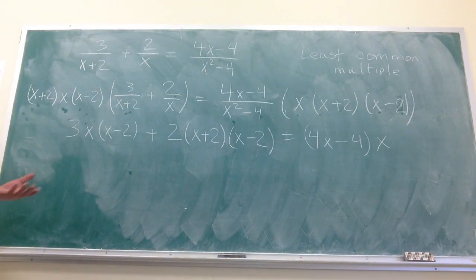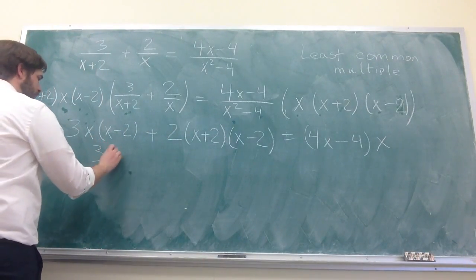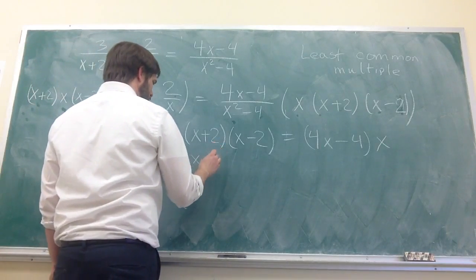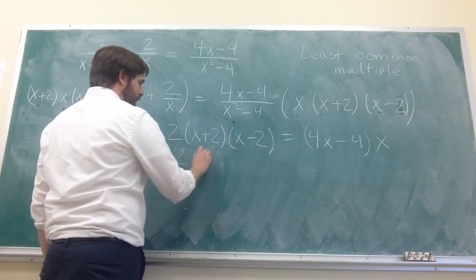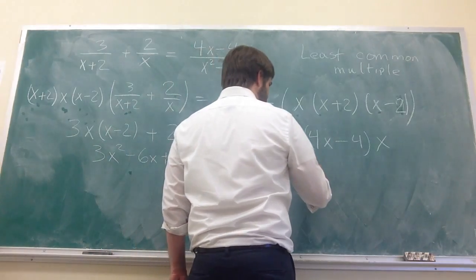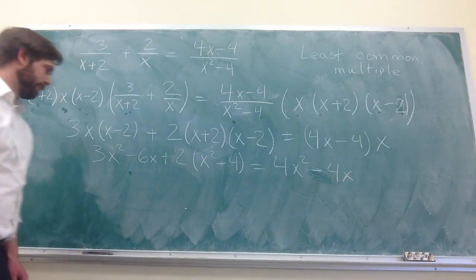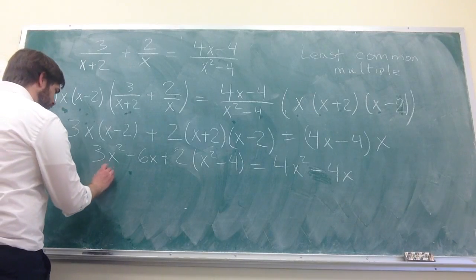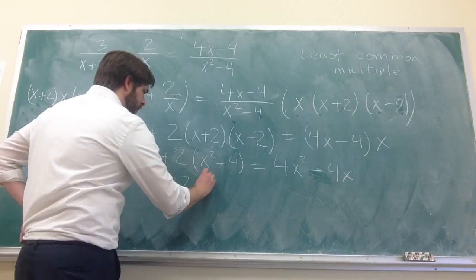And now it's a linear or quadratic equation, depending on how things cancel. So we get 3x squared minus 6x plus 2x plus 4. Oh, well, no, we've got to FOIL this, so we'll do it in a couple steps here. So this is 2 times x squared minus 4. And this is going to be 4x squared minus 4x. So it's going to be quadratic by the looks of it. So we will get 3x squared minus 6x plus 2x squared minus 8.